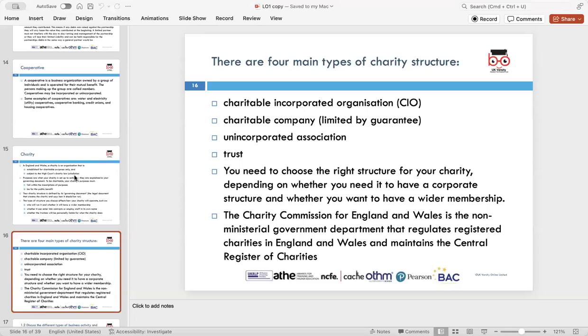The Charity Commission of England and Wales is a government department that is not under ministerial authority and is responsible for regulating registered charities in England and Wales. Additionally, it is responsible for maintaining the central register of charities.